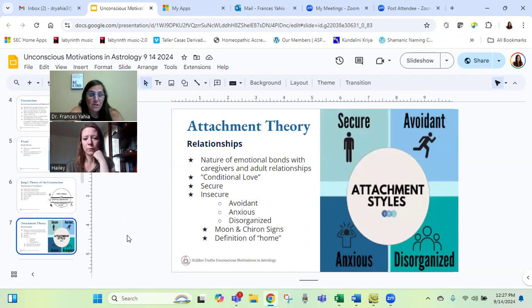So, attachment theory. Attachment theory is linked mainly to the moon, but also to Chiron. I speak a lot about that in the shadow side of the Mother's Love book. The attachment theory by Ainsworth and Bowlby in psychology speaks of the nature of emotional bonds that you get very early on with your caregivers, that eventually repeat the pattern in your adult relationships, not just romantic.